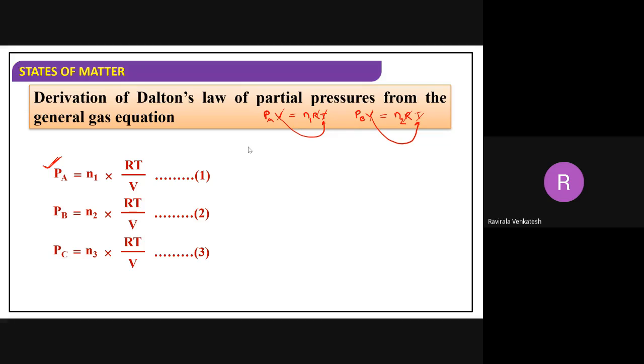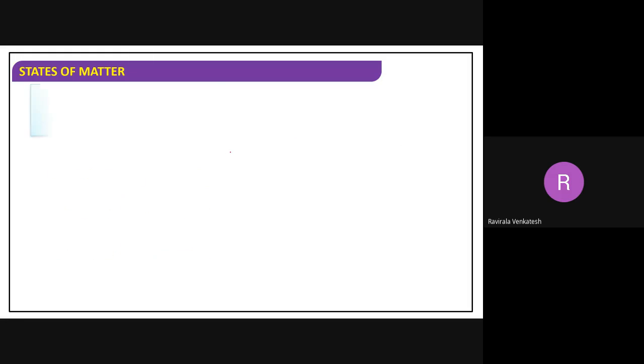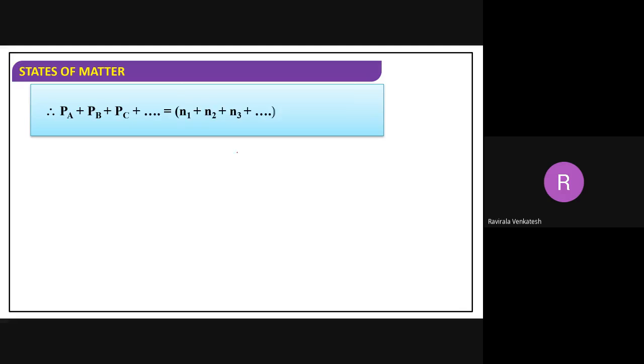So we got three equations. Any doubts regarding these three equations? No doubt, right? Very good. Now we'll move to the next step. Already we know this one: PA plus PB plus PC is equal to P total.